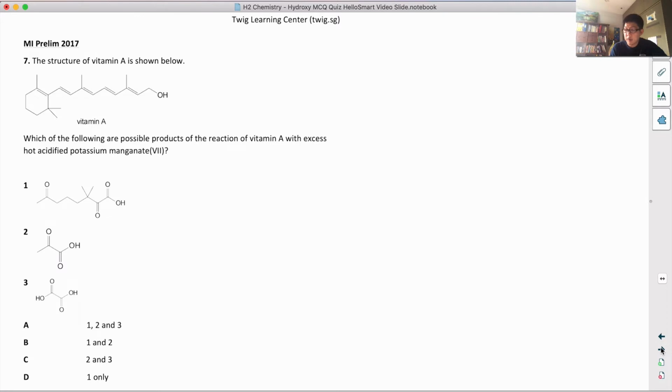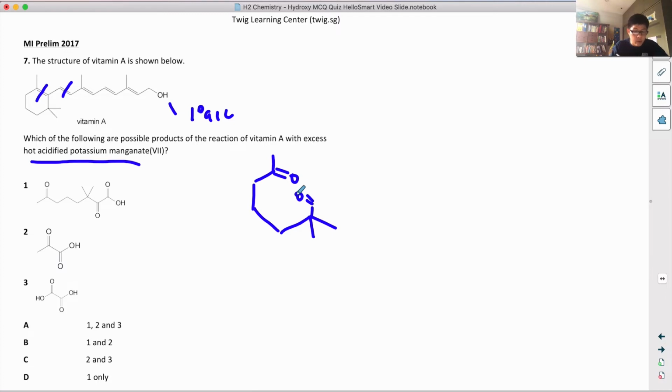Okay, question 7. Which of the following are possible products of vitamin A with excess hot aqueous KMnO4? So what happens is it's going to break all the double bonds and also oxidize the alcohol. This is the primary alcohol. Okay, so I'm just gonna break here, these two. All right, so let's see how I'm going to draw it. So the first part, this is how I'm going to draw it. All right, this will become a ketone. This part here will also be a double bond O. All right, and this part here will become the carboxylic acid.